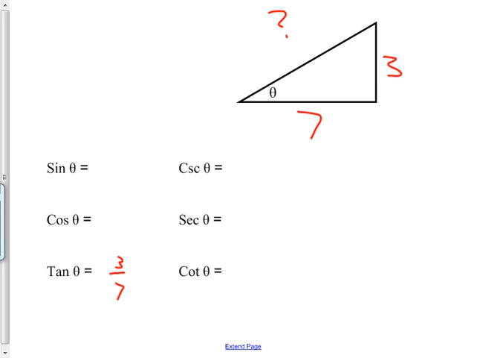Try this right now. You can use a calculator, your brain, your pencil, your paper.